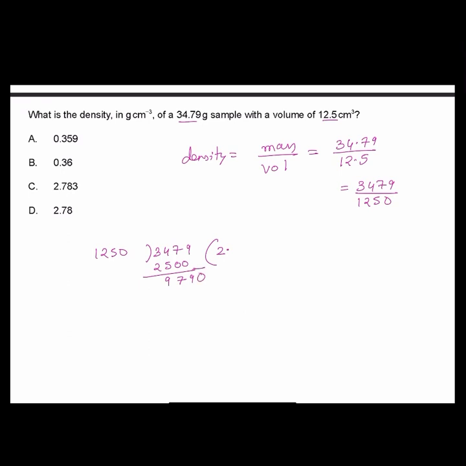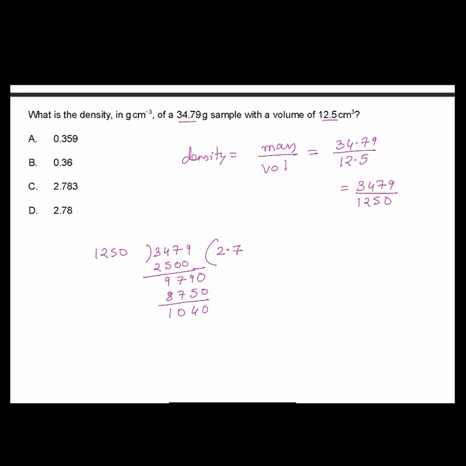Now 1250 times 8 is 8,000 and 2,000, 10,000 exactly. So we have to put 1250 times 7. 1250 times 7 is 8750. So it will become 1040. Now I would require one more number.